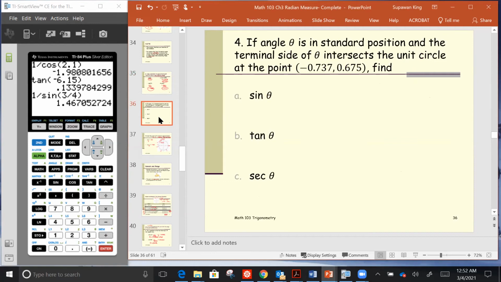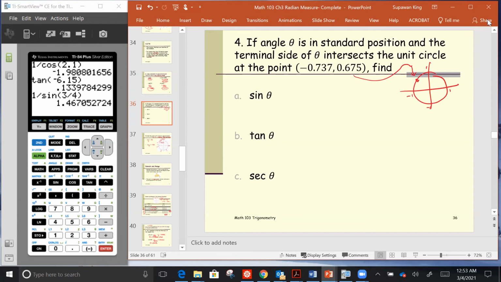In this example, an angle theta is in standard position and the terminal side of theta intersects the unit circle at the point negative 0.737, 0.675. Part A, find sine of theta.